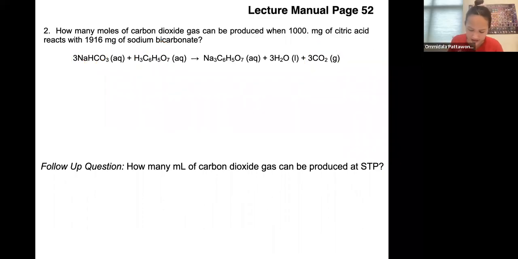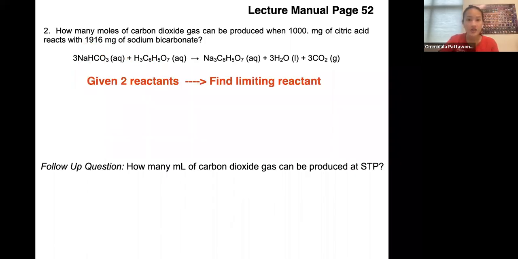Okay, so now wait a second, it's giving us the mass of both. Why is it giving us both of them, and how do I do this? Recall from 121, when you are given two pieces of information about the reactants, this is when you need to find the limiting reactant, which one is going to be all consumed first. That species is going to limit the amount of product that can be made. So if you know which one is the limiting reactant, then you know that it is going to limit the amount of CO2 produced.